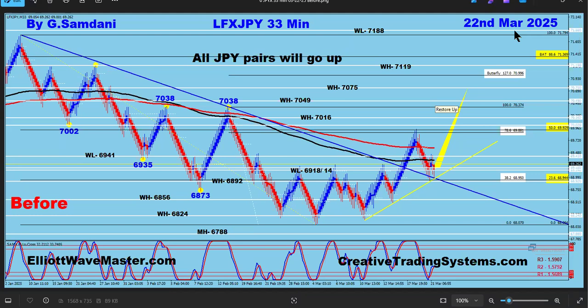I'm just going to show pound yen, what happened. A lot happened in pound yen, and all the same, pound yen, euro yen, USD yen, they all went up. But let me show you how pound yen worked out, right?